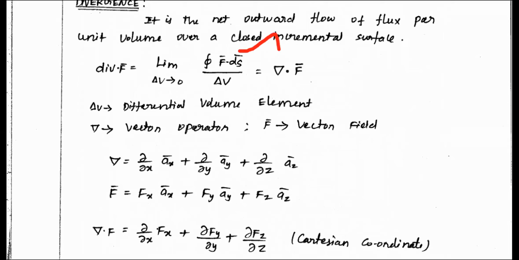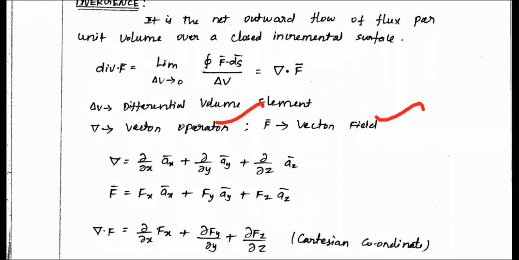This integration will give you the total flux that is going outside the closed imaginary surface. And if you differentiate it by the volume, and the volume tends to zero, you get the definition of divergence. What is it? It measures the outward flow.